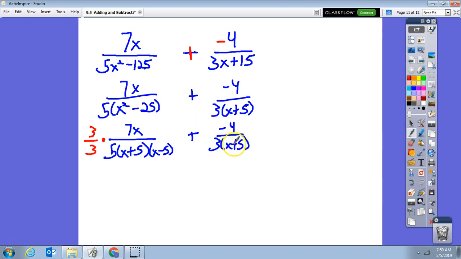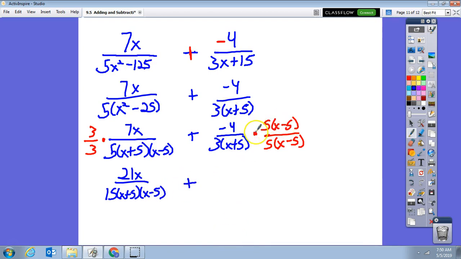You look at the second one. It's got a 3, it's got an x plus 5, but it doesn't have a 5, and it doesn't have an x minus 5. So you're going to have to multiply it by a 5 and an x minus 5 on the top and on the bottom. And that side's going to be a little trickier. On the left one, 3 times 7x is 21x. 3 times 5 is 15, so that's just 15 and x plus 5 and x minus 5.